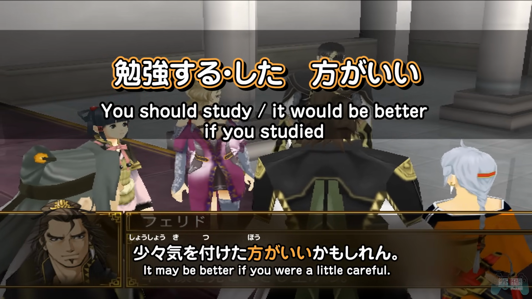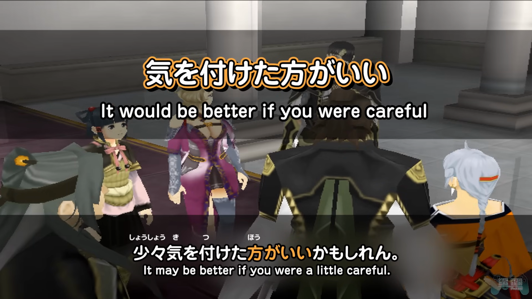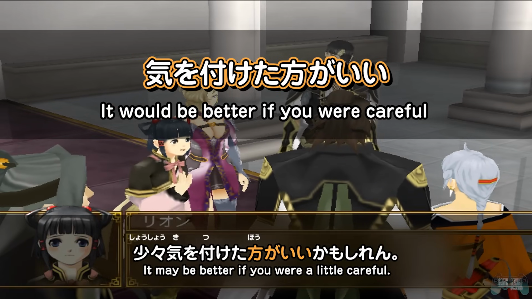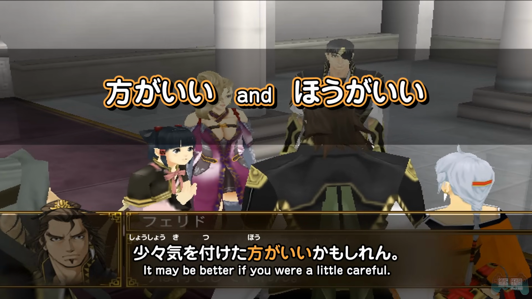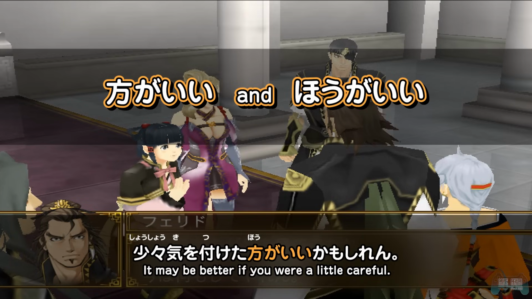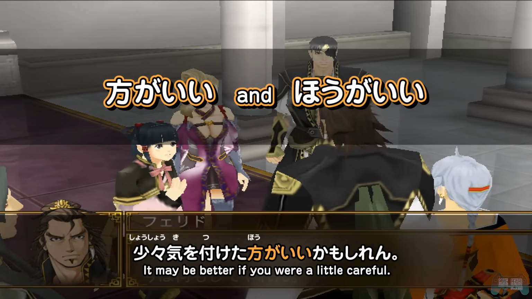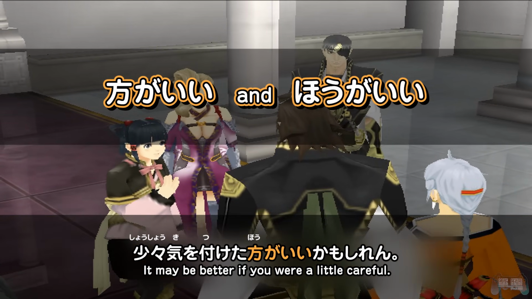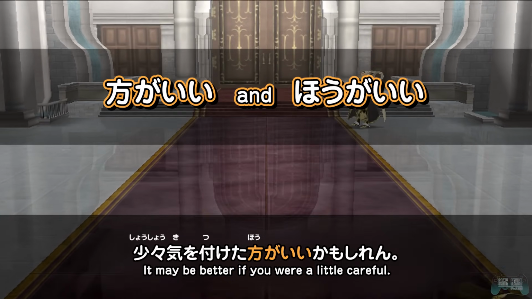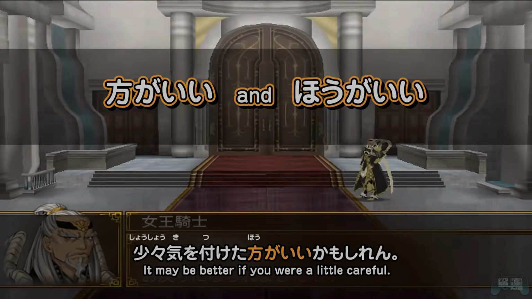Like here in Suikoden 5, 気をつけた方がいい, you should be careful, or it would be better if you were careful. Now, 方 can be written with both either kanji or hiragana, and they're both used around the same amount, so just be aware that you can see this 方がいい with both the kanji or with the hiragana only, as they're both used around the same amount.